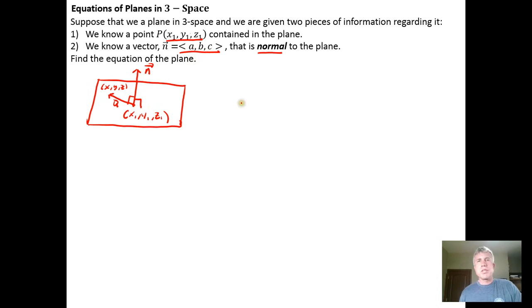And what we want to do is take advantage of the fact that in a previous video we discovered that the dot product of perpendicular vectors is equal to 0. So in this case that means that if we take the dot product of the normal vector n, perpendicular to the plane, with a vector u that's in the plane, the vector from x sub 1, y sub 1, z sub 1 to x, y, z, that dot product has to equal 0.